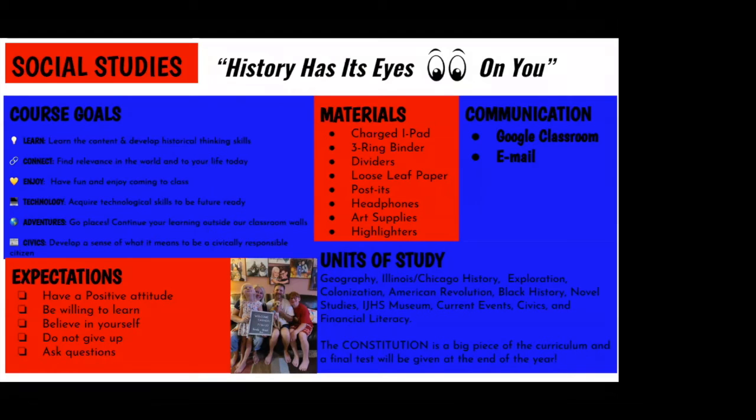And to wrap up for social studies, the units of study this year: we're going to do a lot of geography. We're going to look at Illinois and Chicago history. We're going to do some exploration, some colonization, American Revolution, Black history. We're going to do some novel studies. We will have an IJHS museum, which we'll talk a little bit about later on. We're going to work with current events, civics, and some financial literacy as well.